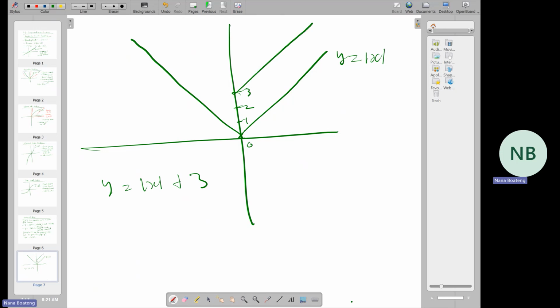So it will look something. No, let me use a different marker. So it will now look like this. So this will be the graph of y is equal to absolute value of x plus 3. It's a vertical shift upward of 3 units.